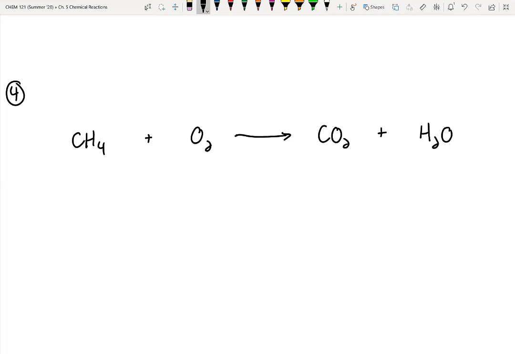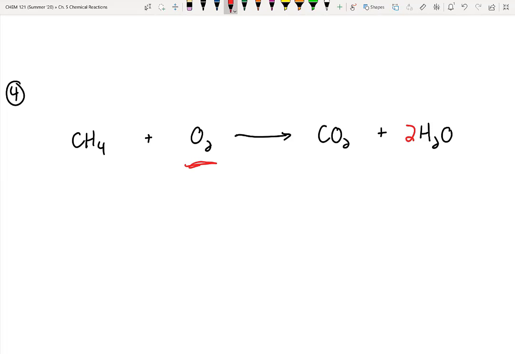Okay, so we're not quite done yet. When I look at carbon, carbon looks balanced. When I look at hydrogen over here, I've got 4 hydrogens. Then over here, I only have 2. So I'm going to go ahead and throw a 2 on this side. That way I've got 4 hydrogens on both sides. Okay, so I'm almost there.